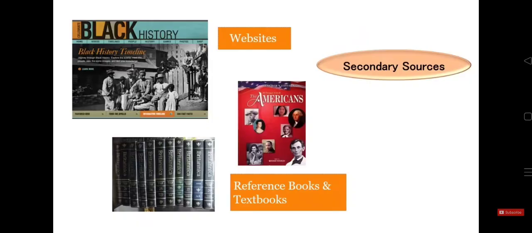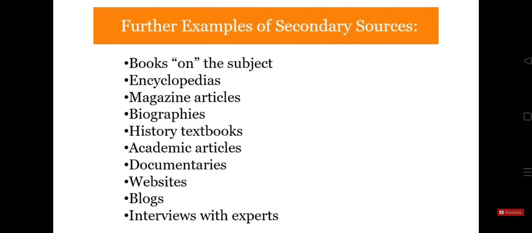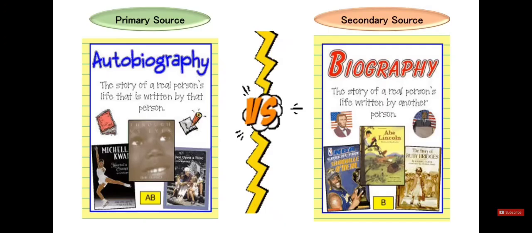Here are the examples of secondary sources. We have websites, reference books, and textbooks, magazines, and documentaries. And here are further examples of secondary sources. We have books on the subject, encyclopedias, magazine articles, biographies, history textbooks, academic articles, documentaries, websites, blogs, and interviews with experts.